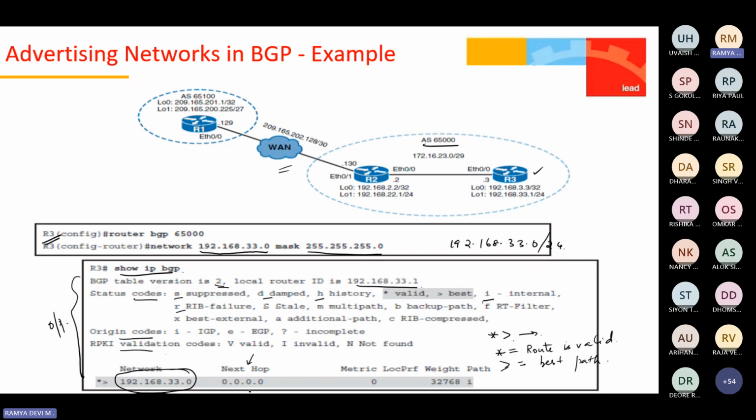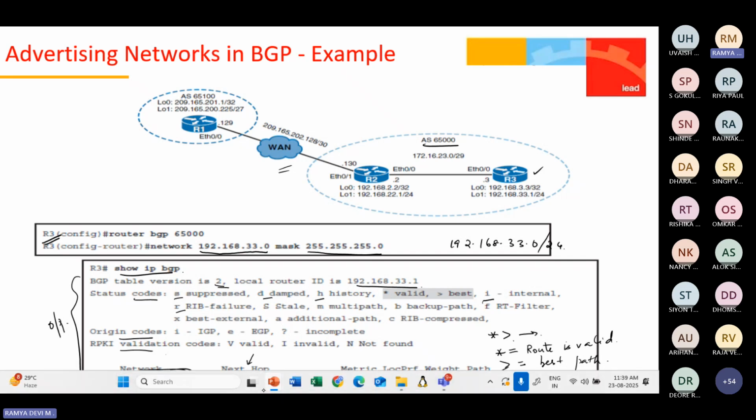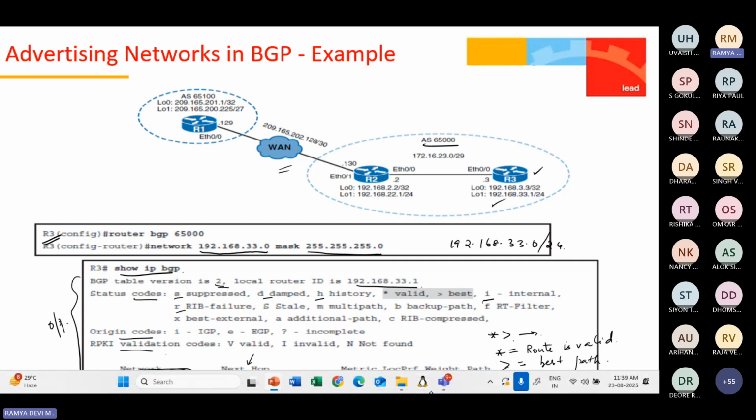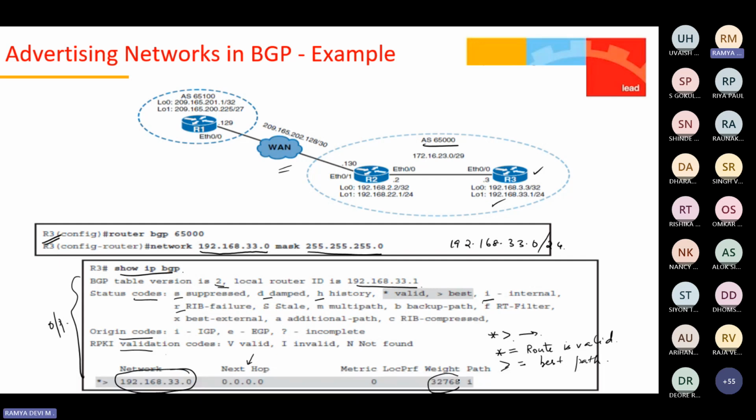What is the next hop? There is no next hop, which indicates the route is locally originated. It is originated from the R3 router itself. It is a local originator. What is the default weight? The default weight is 32768. This is Cisco's default weight. For a locally originated route, we provide this weight.